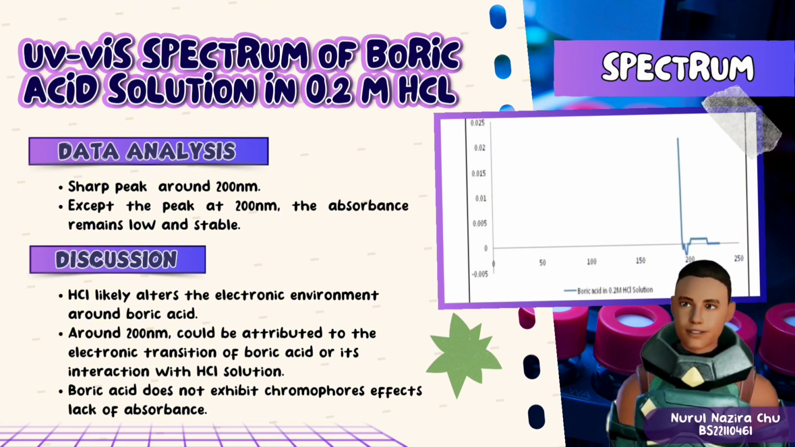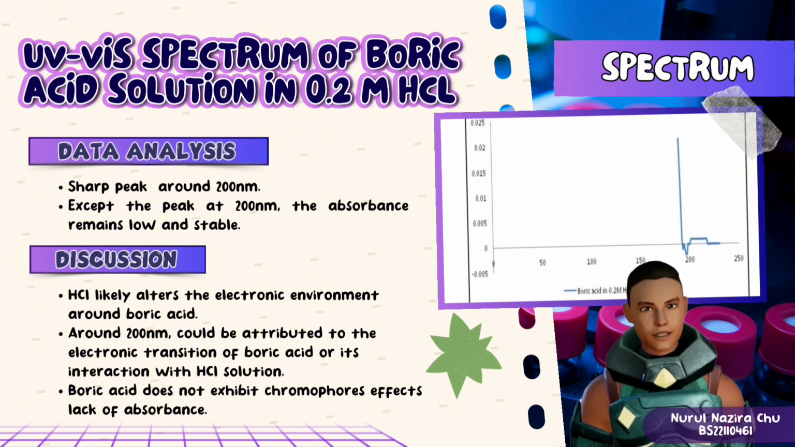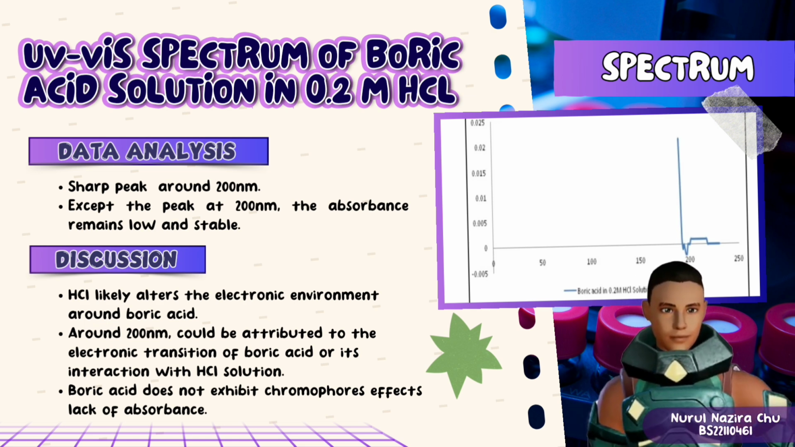Acidic conditions can lead to the protonation of boric acid or influence its electronic structure, making it absorb at certain UV wavelengths. The observed peak around 200 nm could be attributed to the electronic transitions of boric acid or its interactions with the HCl solution. Boric acid does not exhibit strong chromophores that absorb in the visible.